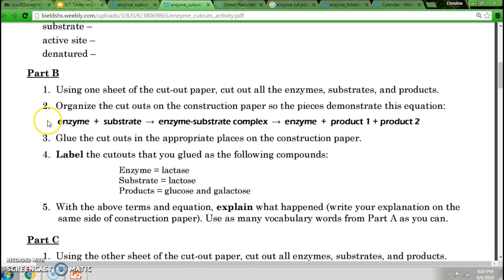So you will glue on the enzyme plus the substrate. So you'll cut out the enzyme, and you'll write the plus sign and put substrate. Then below that, I would put the enzyme substrate complex. Remember, that is when they are all bonded together. Then underneath that, I would put the enzyme plus the two products that are created. And again, you'll get the colors from the substitute. You'll glue these cutouts in the appropriate places on the colored paper.